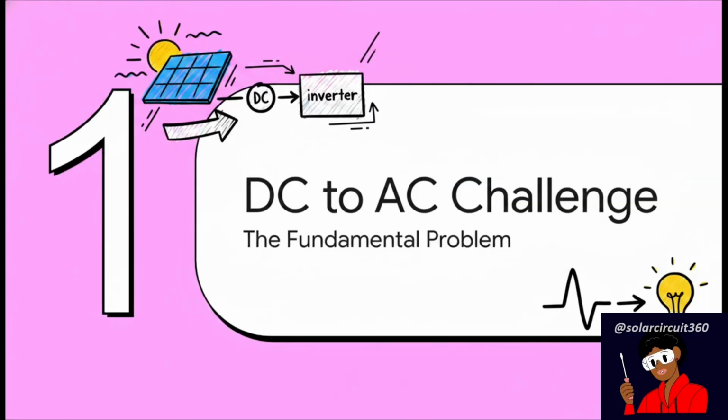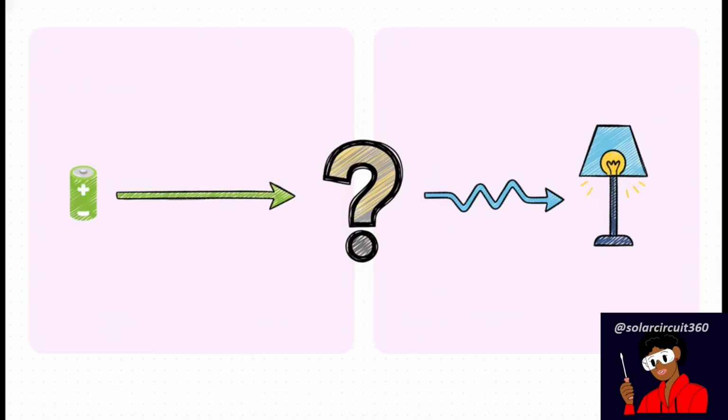Part 1, the DC to AC challenge. Right off the bat, we're dealing with two completely different types of electrical flow. On one side, we have our battery, which spits out direct current, or DC. And direct current means exactly what it sounds like. The electrical flow moves steadily in only one direction. It's a one-way street.